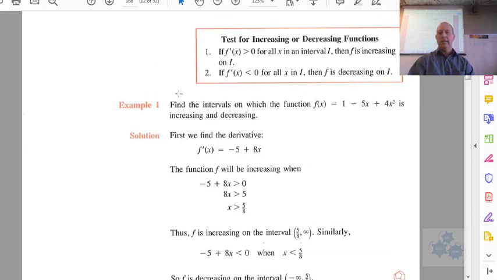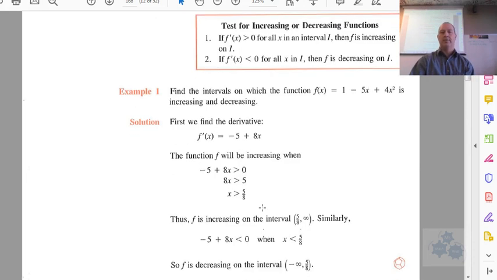So in example 1, I'll just briefly talk about example 1. Find the intervals on which the function is increasing and decreasing. So here's f of x. We first of all have to differentiate. You have to find the derivative. Then you have to factor the derivative because we need to do sign analysis. Now in this case, guess what? This is not that big of a deal. Really, there's only one factor, right?